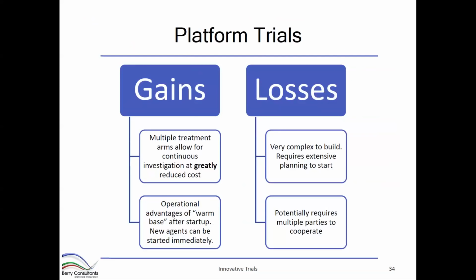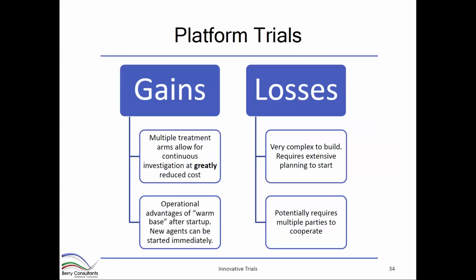So platform trials in general have some advantages. As a society, there are massive savings compared to running separate trials. There are operational advantages of having what's usually called a warm base. If you have a new treatment coming in, you don't have to set up site agreements and IRBs and randomizations and all the other stuff. The platform trial has taken care of this, usually through something called a master protocol. You do a minimal amount of work to add a new arm into the trial, so for new agents the startup is far faster.